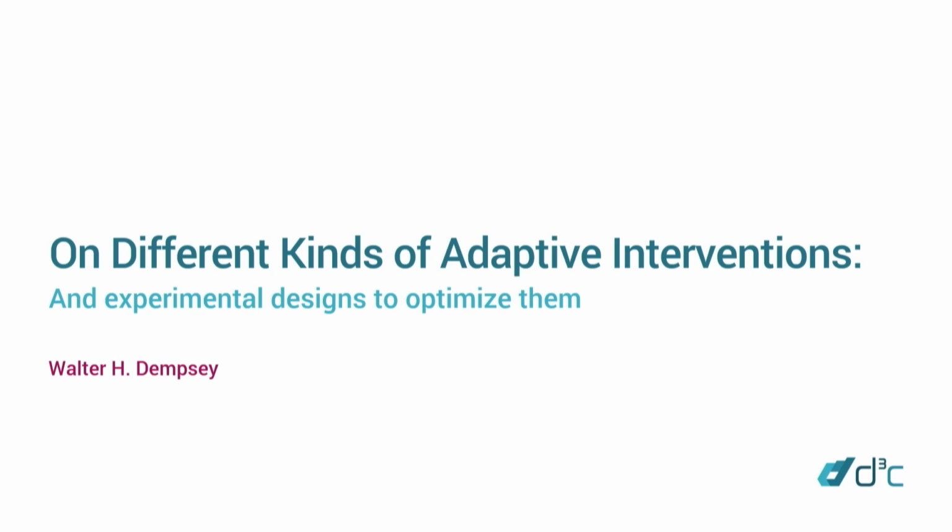So my talk is on different kinds of adaptive interventions and experimental designs to optimize them. I really have three things I want to emphasize. Number one, when we all talk about mobile health, I think everyone's brain goes to just-in-time adaptive interventions. But I also want to remind us that the way I think of building interventions is you have questions about interventions and then you have experimental designs to inform those questions.